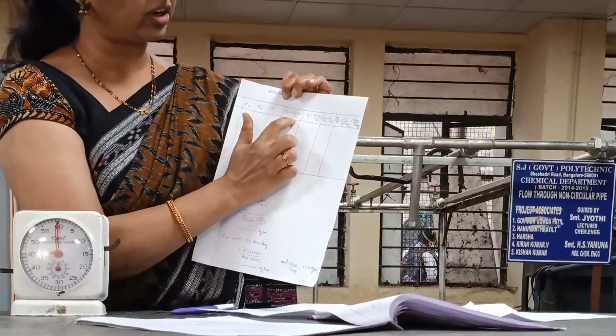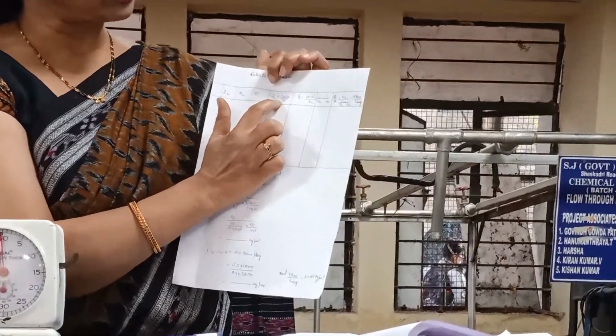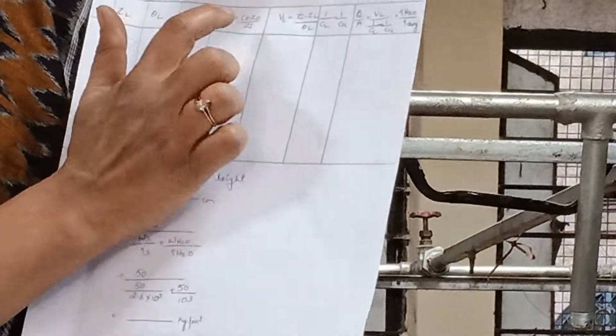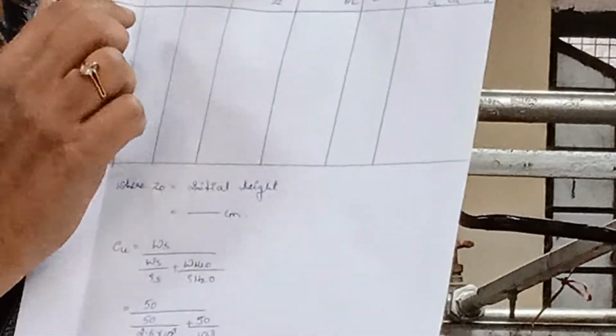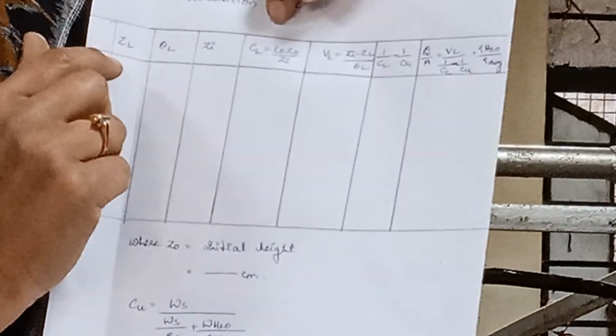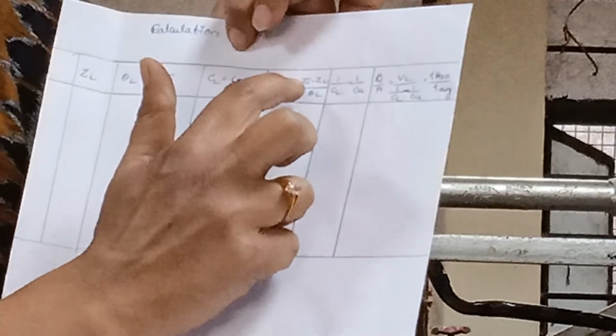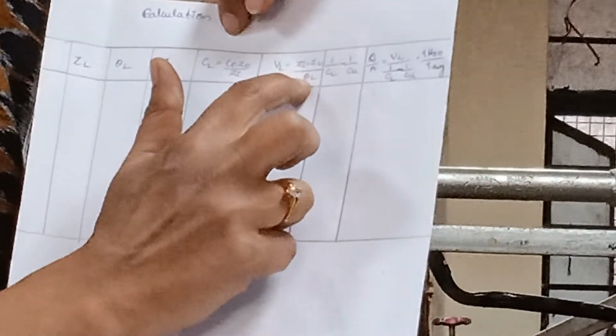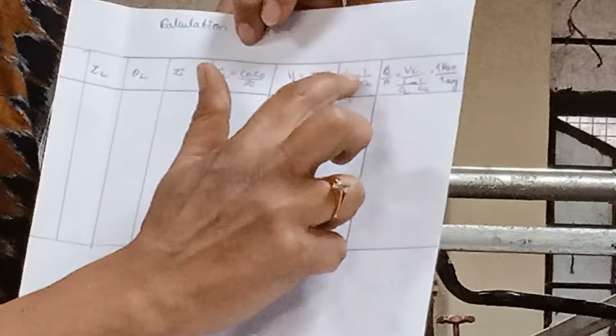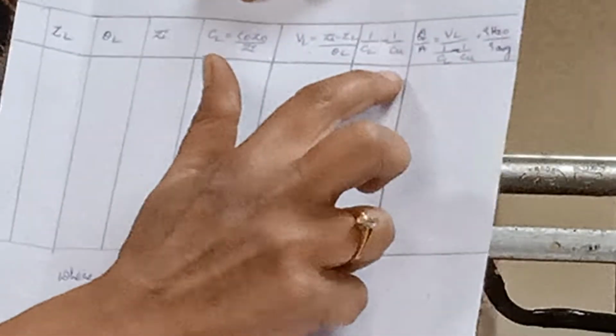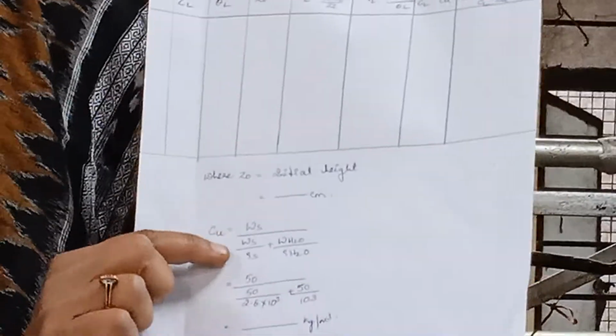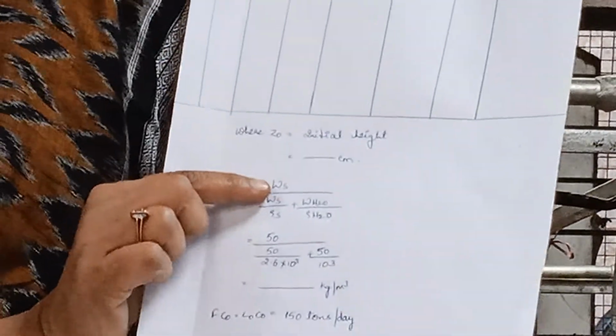C naught into Z naught divided by Zi. Zi value is from the graph. Z naught is the initial height. C naught is whatever we have calculated. So VL is equal to Zi minus ZL divided by theta L. All the values you already know. So 1 by CL minus 1 by CU. The CU is what? We have to calculate by this formula.